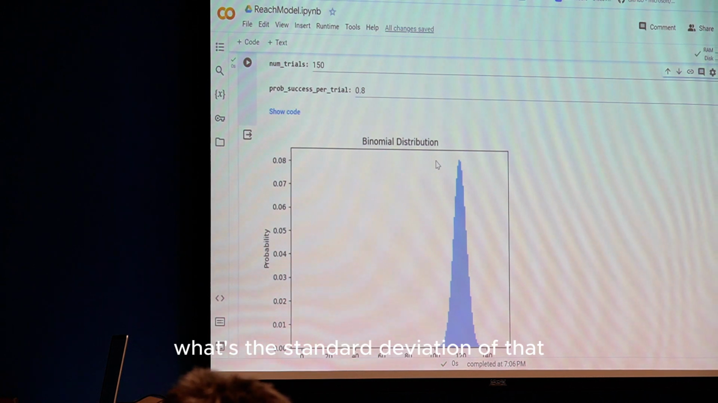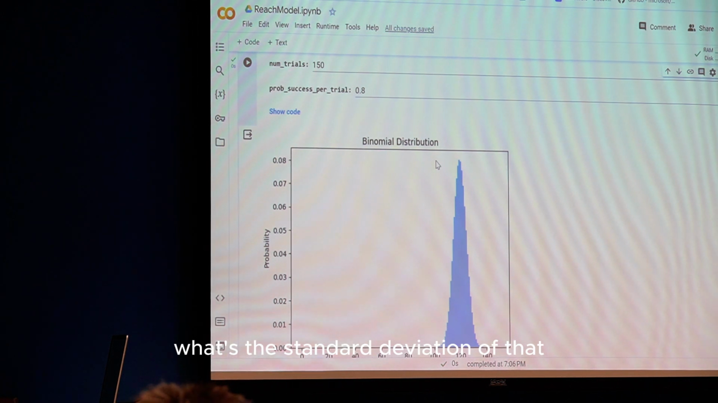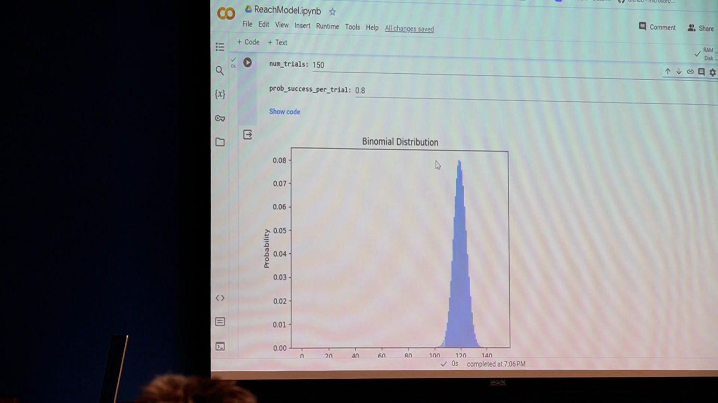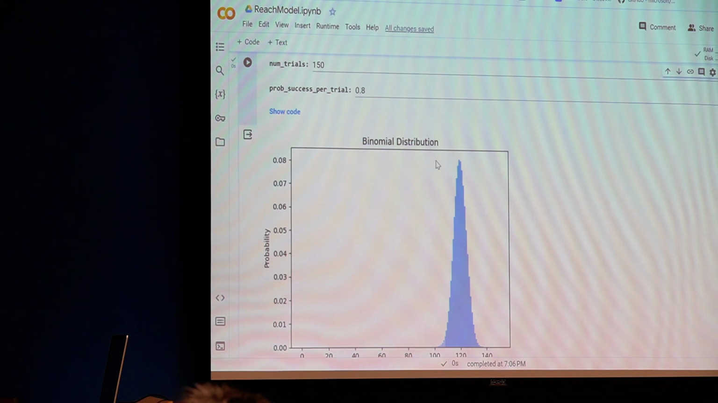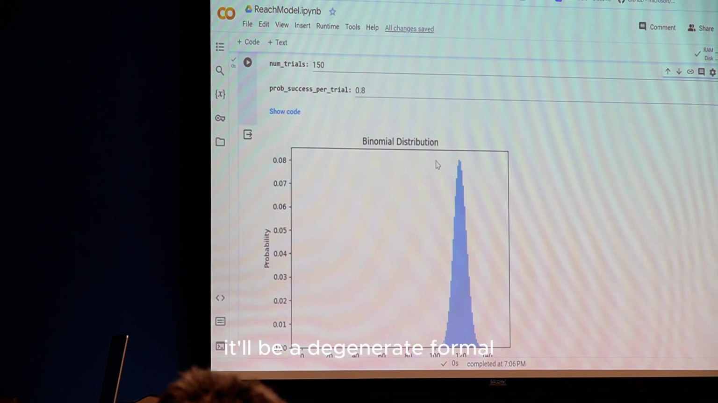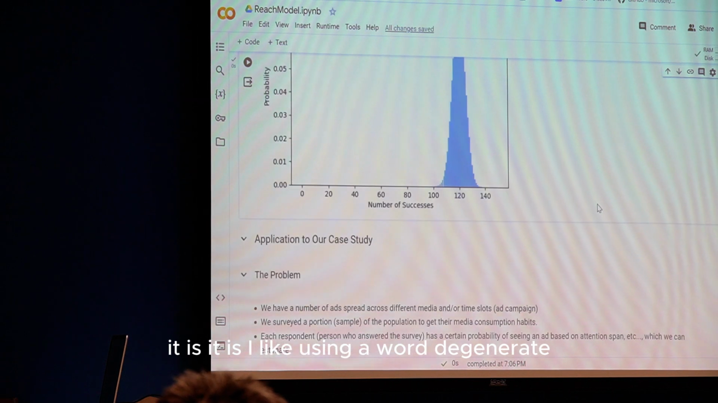Or it's 0%, it's always just a line. What's the standard deviation of that? 0. Right? So something that has 0 standard deviation is not random. That'd be a degenerate normal distribution. It is. I like using the word degenerate.